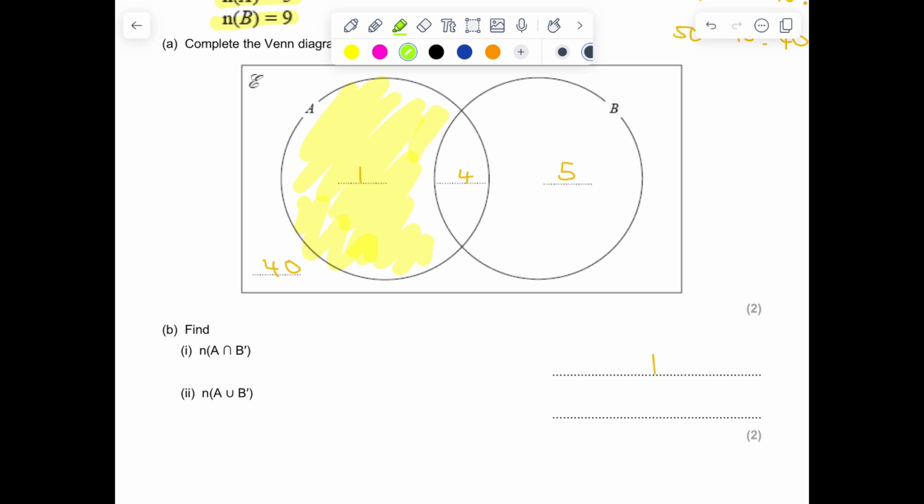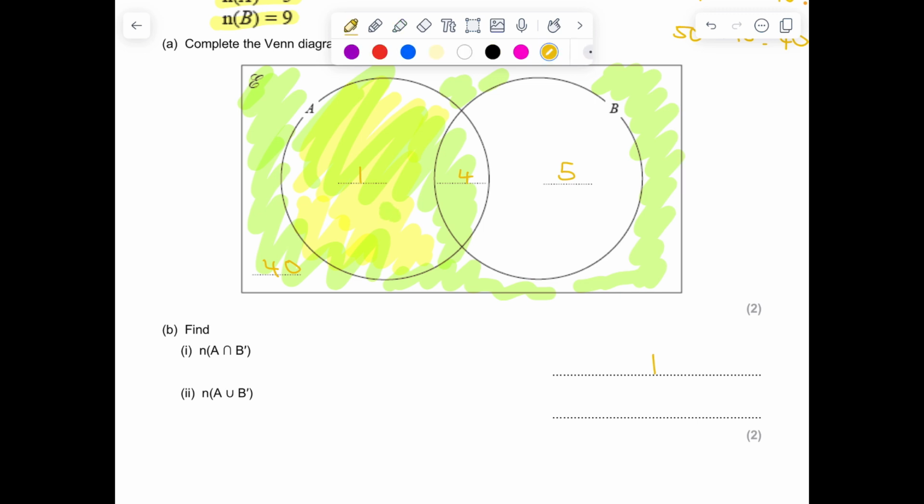So everything, we want everything, but not B. So we're going to include the outside, all of this, but we're going to leave out the bit that's just B. Okay? So we're leaving out the bit that's just B, and that gives you 45. When you add those up, the 40 plus the 1 plus the 4 is 45.